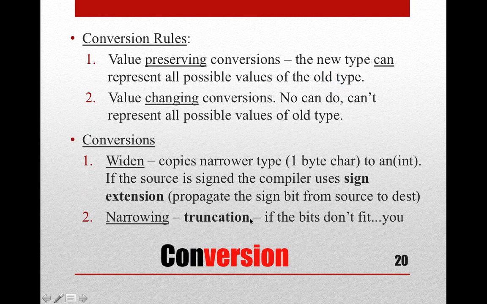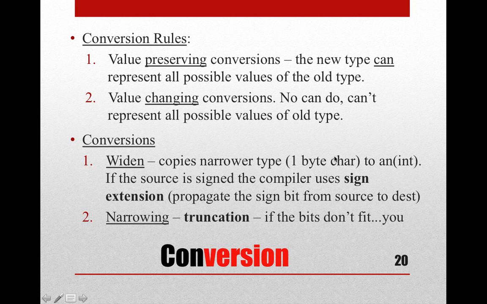Okay, so this just mentions value preserving conversions. Let's see. Any notes? I like the way he did this in the book. He talked about widening and narrowing, so it's just a little bit easier to talk about.